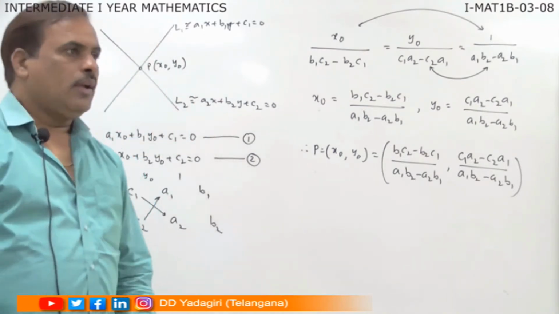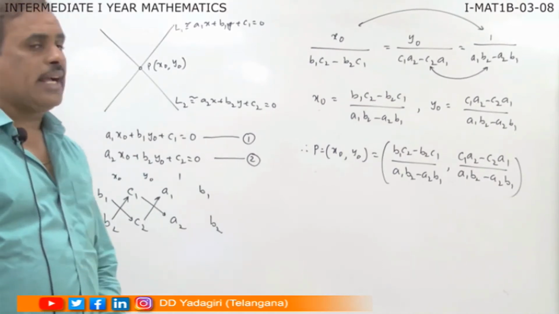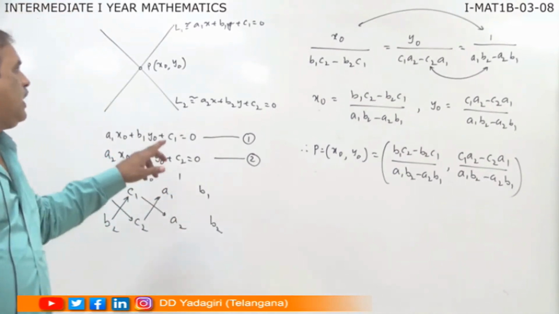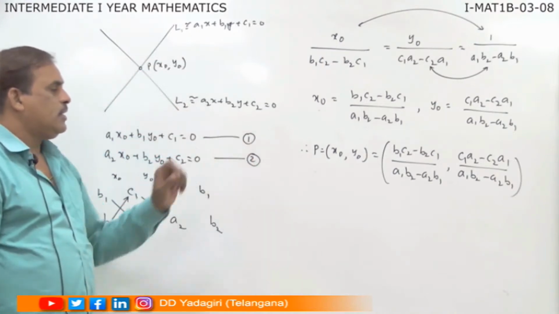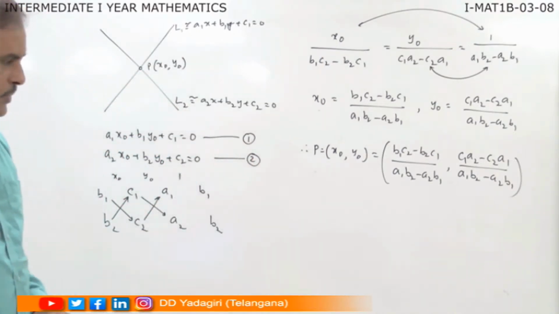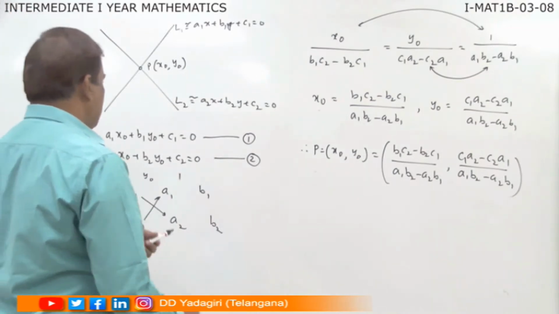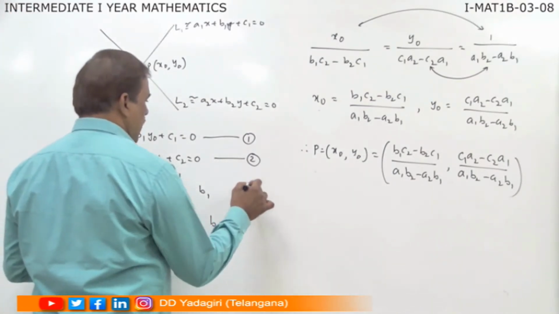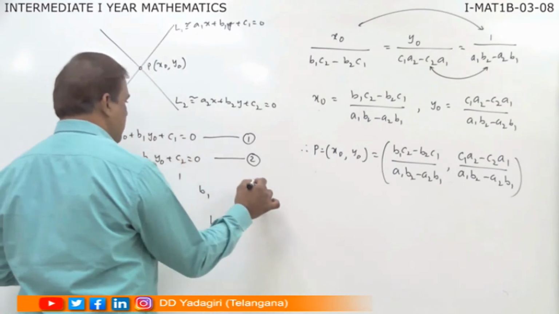Next, we'll see the condition for the concurrency of three lines. This is how we found the point of intersection of two lines. Okay. And even if you want, you can just simplify the equations in this manner. Okay. You can solve in the 10th standard method also.